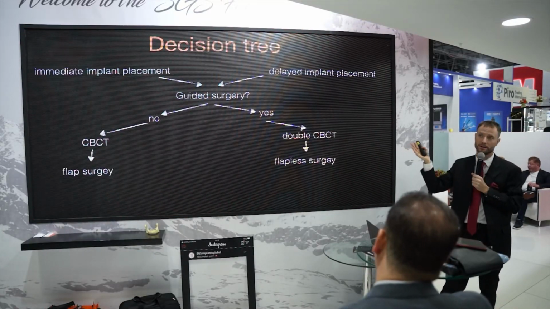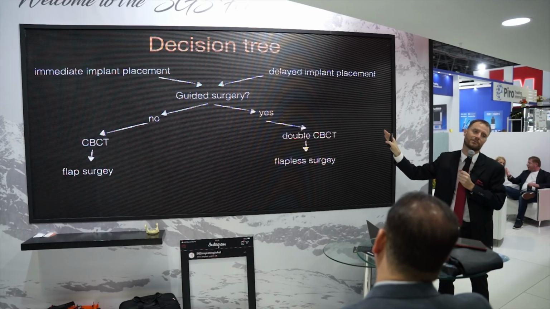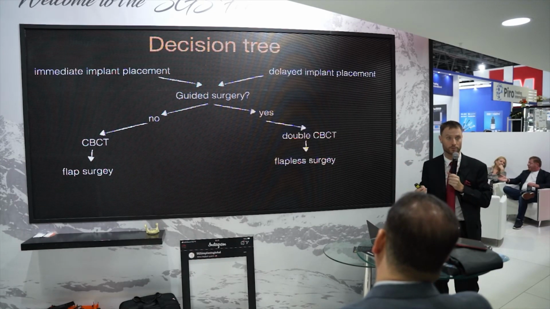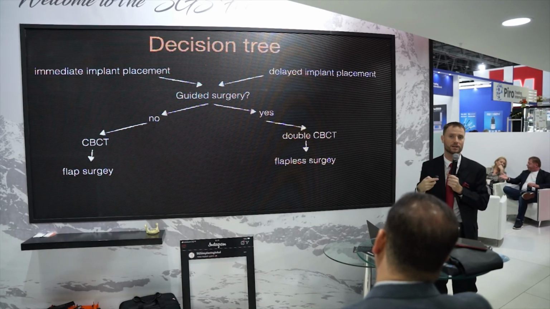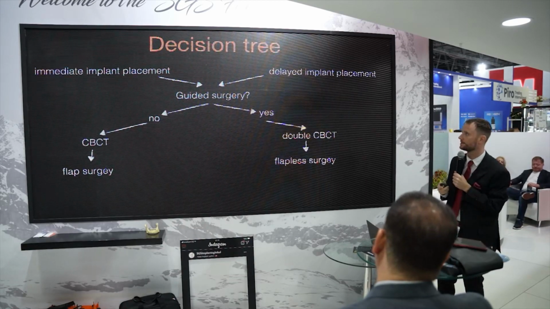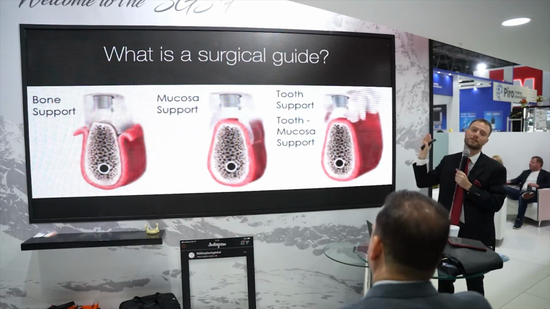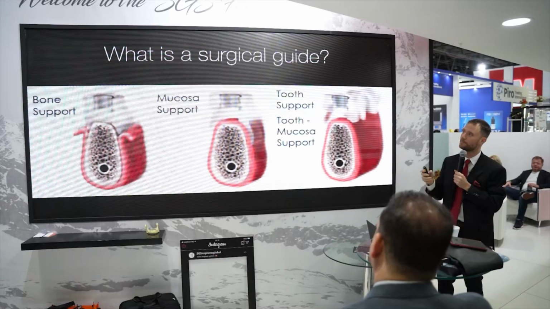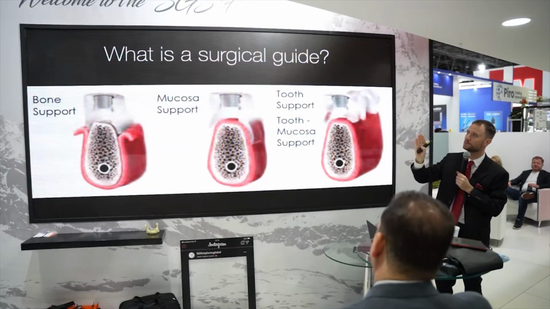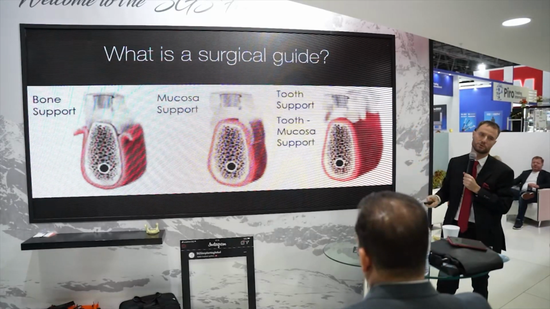So going back to the question, what if I want to have guided surgery? And that's where the digital workflow comes into the difference. You have to understand what data we need for that. We have different types of surgical guides. Originally, we had three main types: bone supported, mucosa supported, and tooth supported.